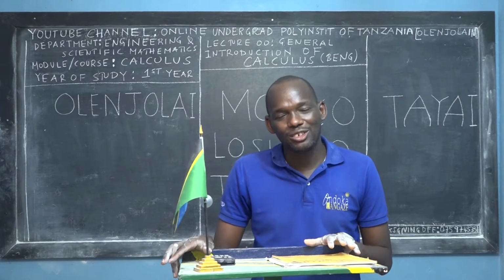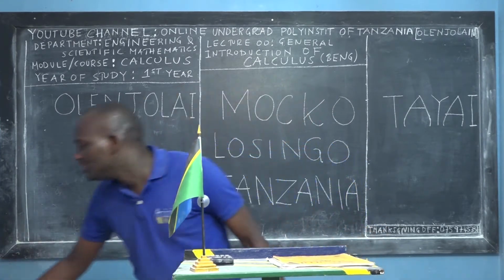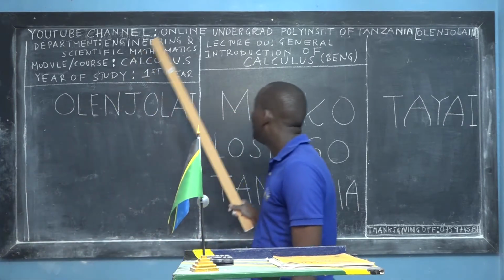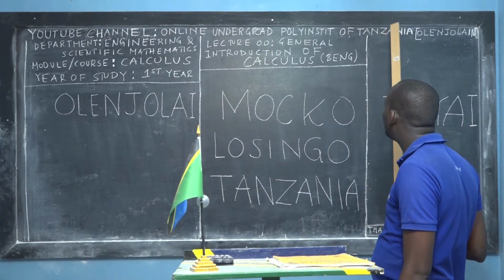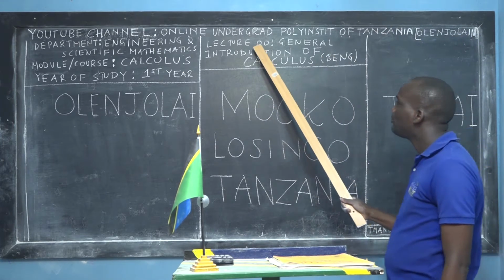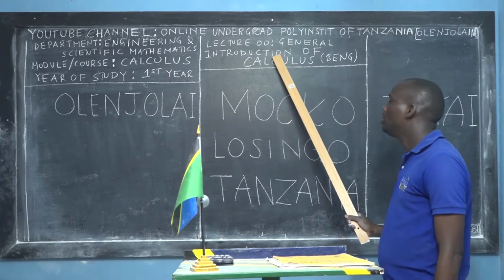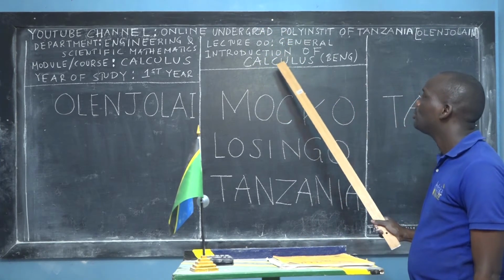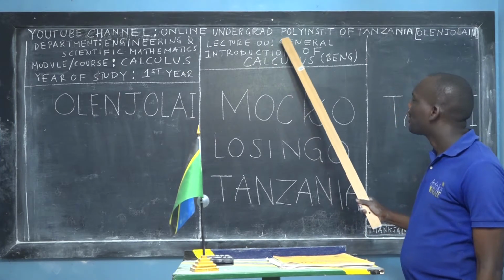Well, I would like to welcome you into our official YouTube channel that is called the Online Undergraduate Polytechnic Institute of Tanzania, in square brackets Olenjolaim. This is the abbreviation of the word undergraduate. It means that we'll be uploading videos training undergraduate students.